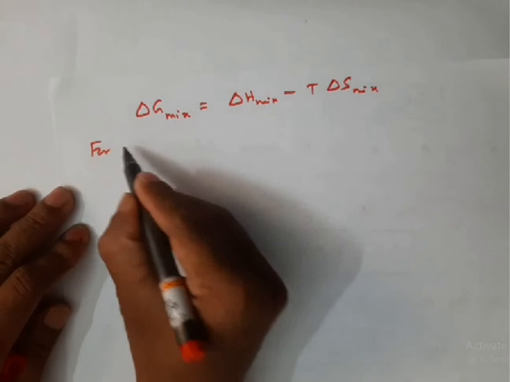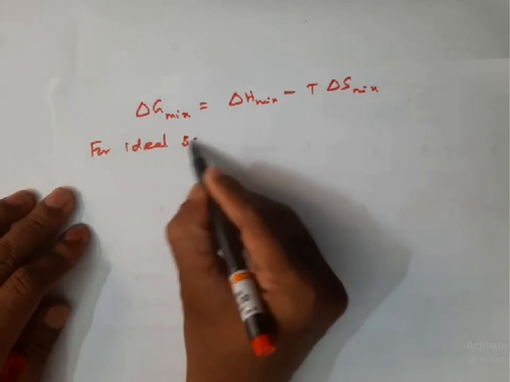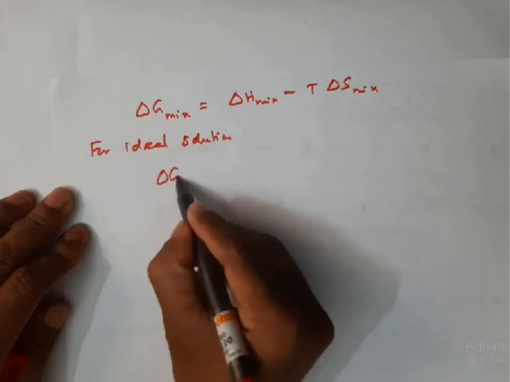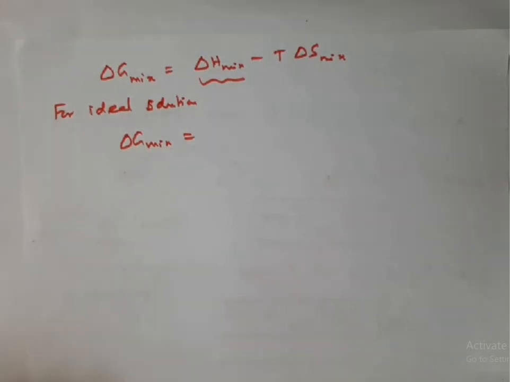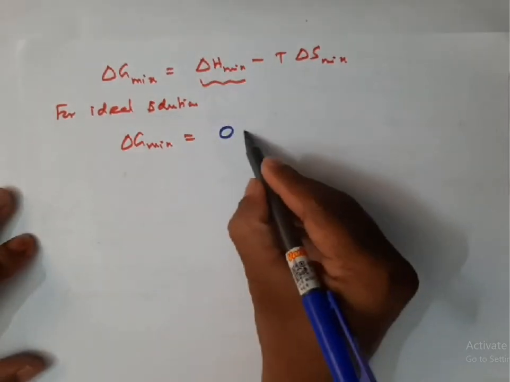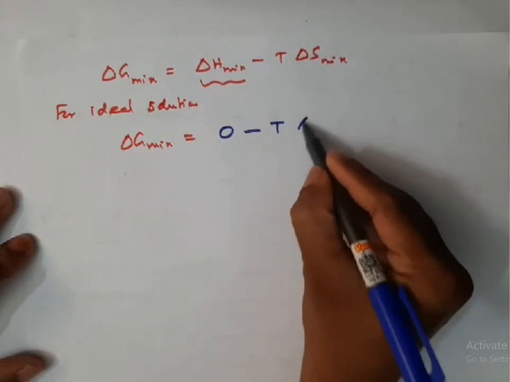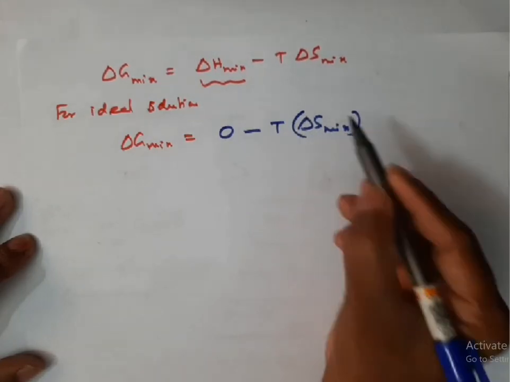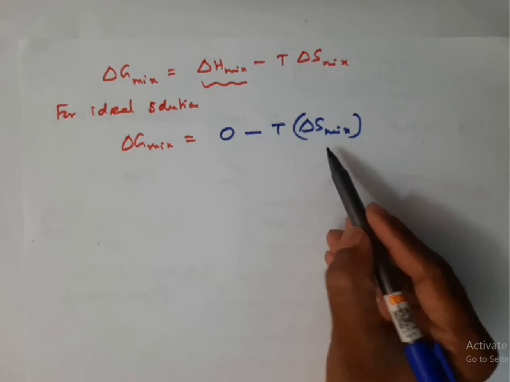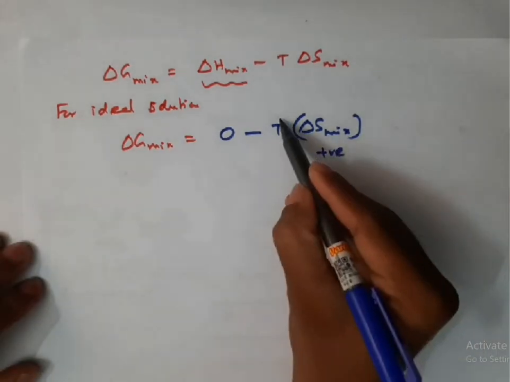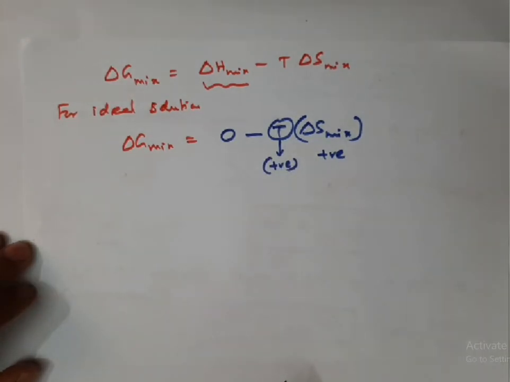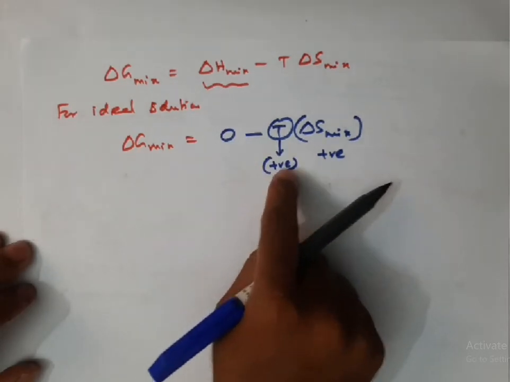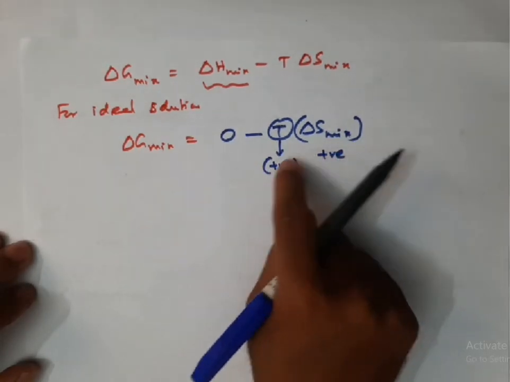Right? For an ideal solution, students, observe this carefully. Delta G mixing equals, what is delta H mixing for an ideal solution? Just now we discussed. What is delta H mixing? 0, sir. Delta H mixing is 0, minus temperature T and delta S mixing. What about delta S mixing? Is it positive or 0 or negative? Positive. Yes, this is a positive value. Temperature is always positive, because we give temperature in Kelvin. So temperature is always positive here. This is also positive.